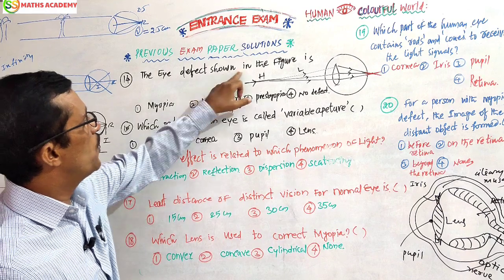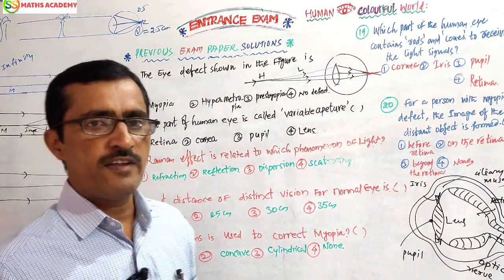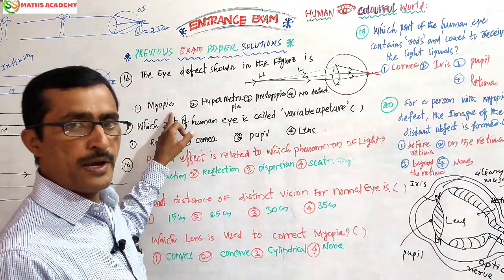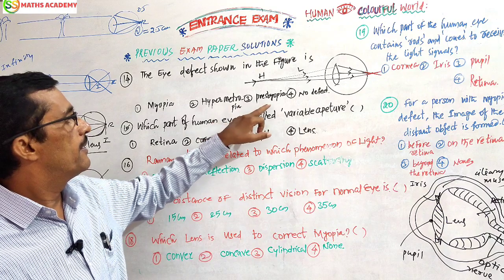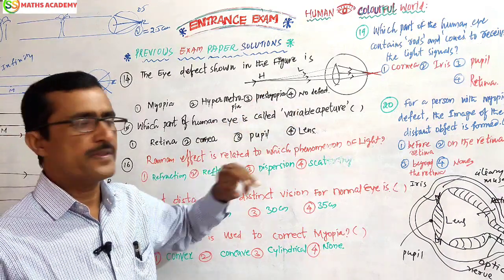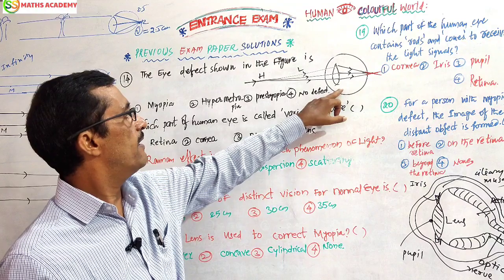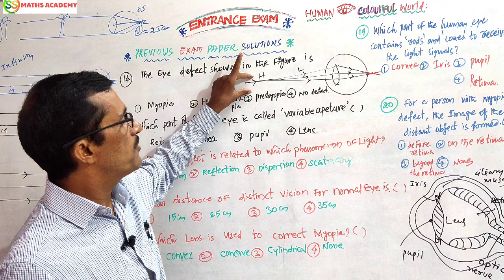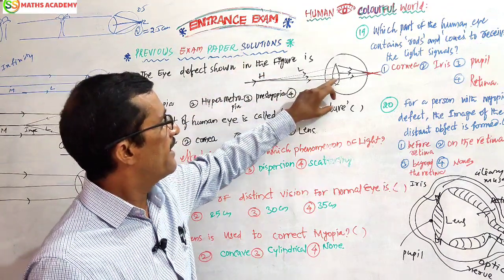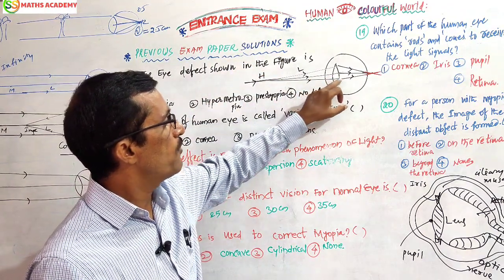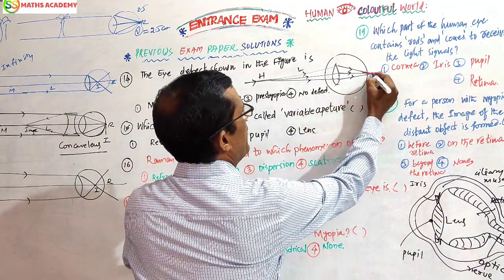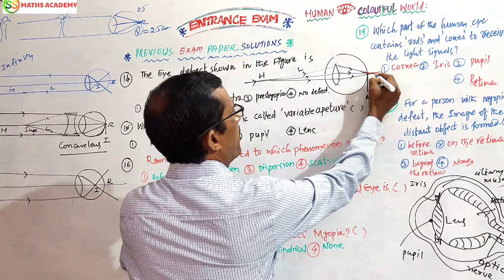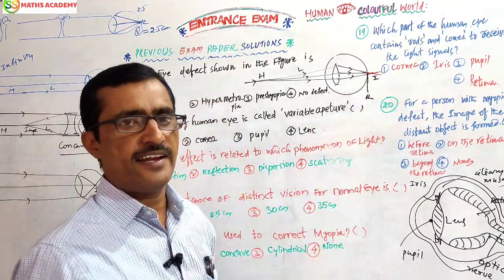The eye defect is shown in the figure. What is the name of the defect? They give a diagram and we have to find the answer. The options are myopia, hypermetropia, presbyopia, no defect. You see the diagram given. Here one object is there. The light rays are coming from the object and refracting through the eye lens. But what happened? They meet behind the retina. Here the retina is there, but the image is formed behind the retina.